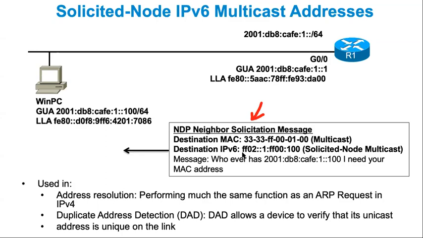The destination IPv6 address is a solicited node multicast. And the destination MAC address, the Ethernet destination MAC address, is also a multicast. And you might even see a little relationship here. We'll get there.